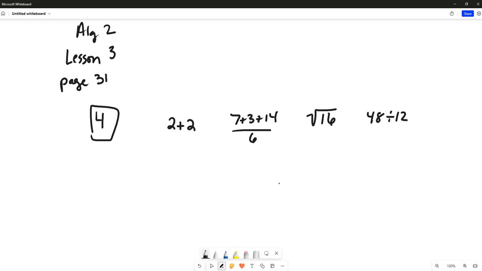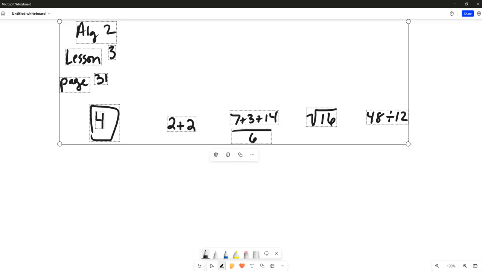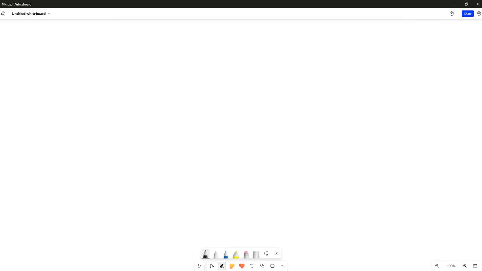So every numerical expression is also an algebraic expression. An algebraic expression contains letters that represent unspecified numbers. So when we have a letter that represents an unspecified number like x plus 4, we call these letters variables.